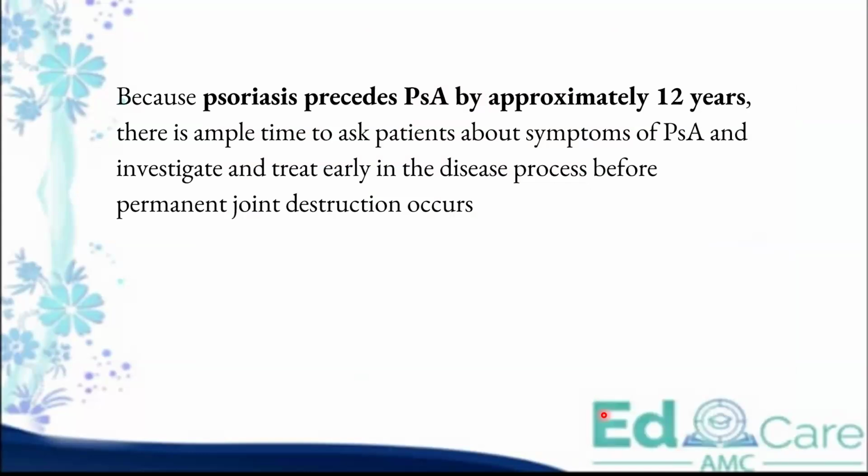Psoriasis, that is the skin disorder, precedes psoriatic arthritis by almost 12 years. So what they're saying is there's enough time for us to ask the patients about the symptoms of arthritis and investigate it and treat early in the disease before there's permanent joint destruction. So permanent joint destruction is very rare because they are constantly on the lookout for this, because it takes 12 years to develop PSA after having the skin lesion, right?